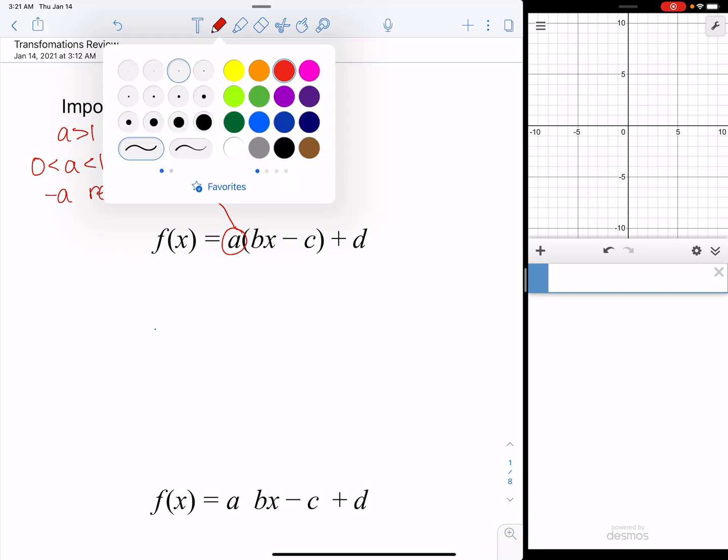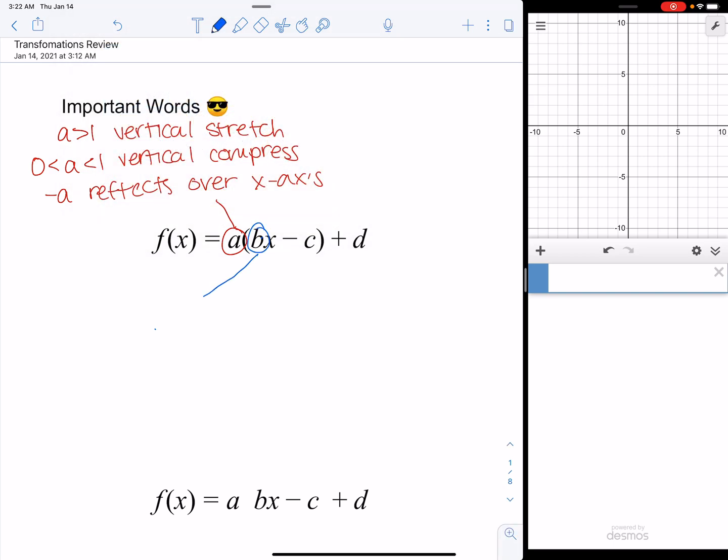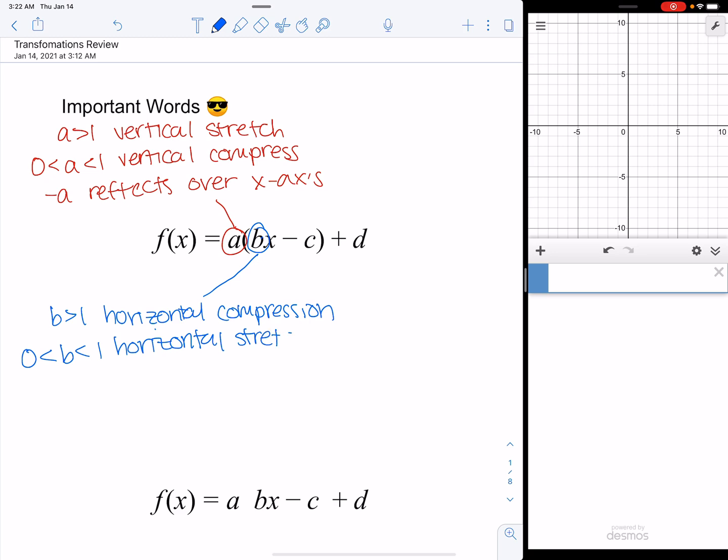If we have our B, if B is greater than 1, it's a horizontal compression. If B is between 0 and 1, it's a horizontal stretch. If B is negative, it reflects over the y-axis. Then we have our C value.